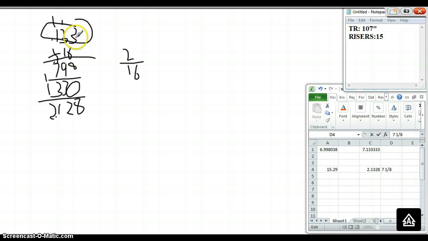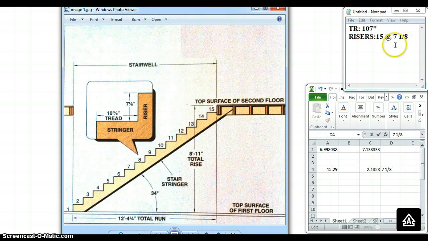So the fraction 0.133 is equivalent to 2/16ths, which we will reduce down to 1/8. So going back to our numbers, I've already calculated here that 7.133 equals 7 1/8, which is the height of each riser. So we'll have 15 risers at 7 1/8 inch each.